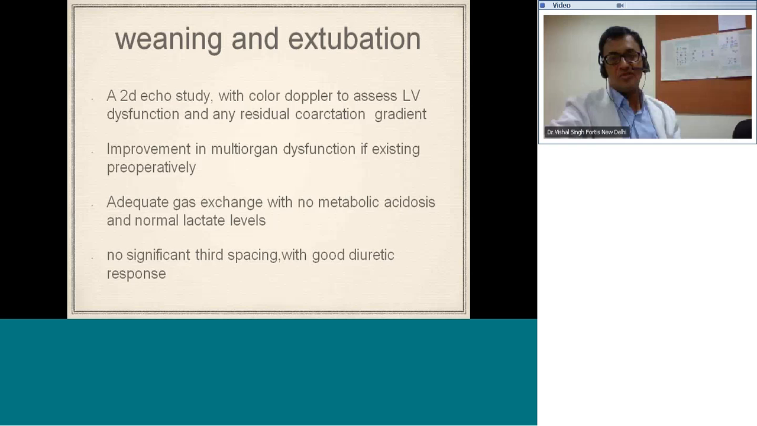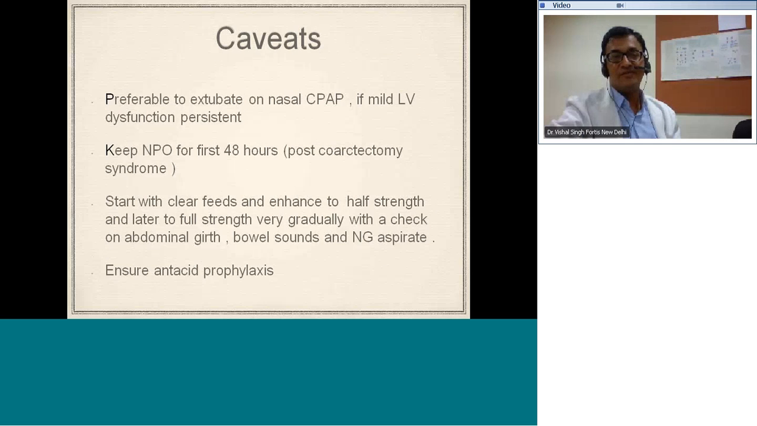Always, as I just said, extubate to nasal CPAP if mild LV dysfunction is persistent. Keep NPO for the first 48 hours. Again, this is related to the post-coarctectomy syndrome, which you have read even in your basic pediatric textbooks, that a gut which was not perfused will suddenly get perfusion, and there's autoregulatory ischemia, and hence you guard it for the first 48 hours. Start with clear feeds, enhance to half strength very gradually, and later to full strength very gradually, with a check on abdominal girth, bowel sounds, and NG aspirate, and ensure antacid prophylaxis.